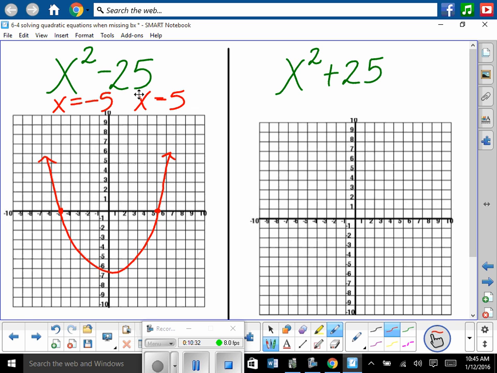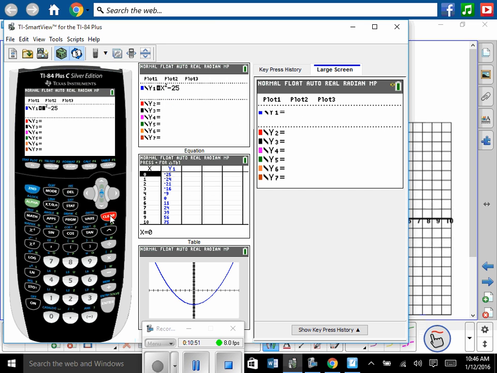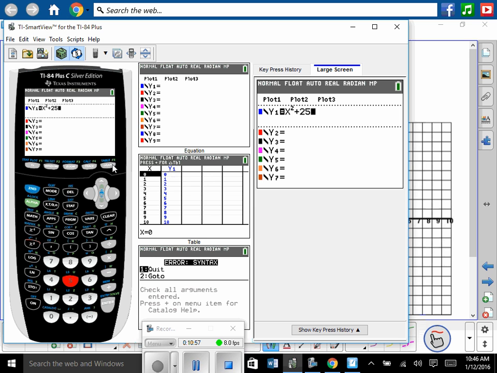Yes? If you just go in the table and see where y equals 0. Yes, absolutely. Go right ahead. That's totally fine as well. Okay, so everybody, let's graph this one, x squared plus 25. So, I'm typing that in. X squared plus 25. I hit graph.